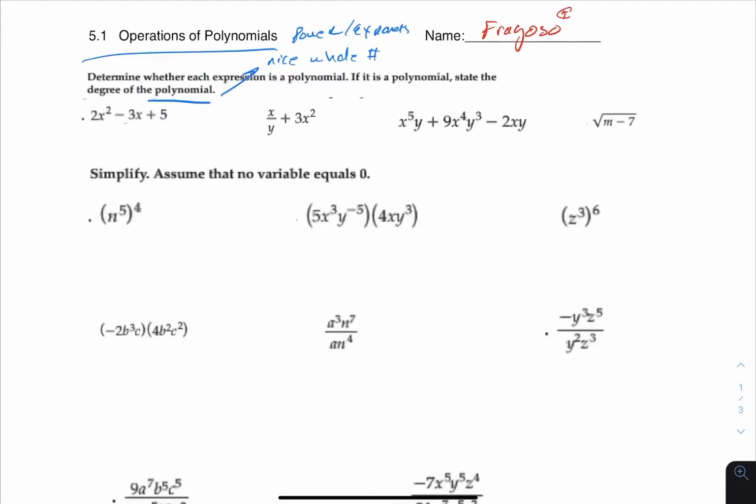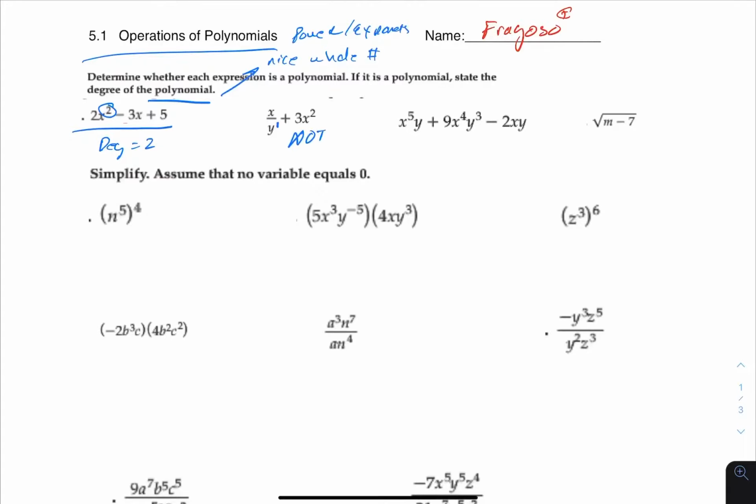So like the first one, that's a polynomial. What's the highest degree? Highest power, degree of 2. This is not a polynomial. There's a negative power. That's a negative power. It's on the bottom. That's not good. So no, not polynomial.